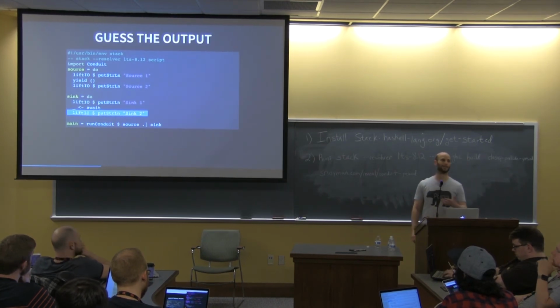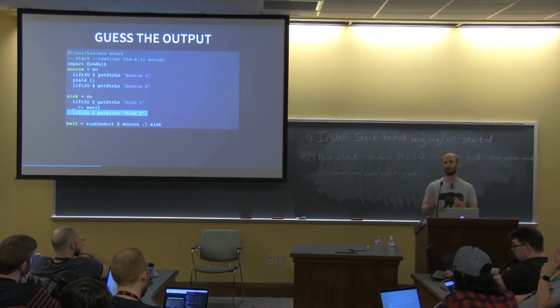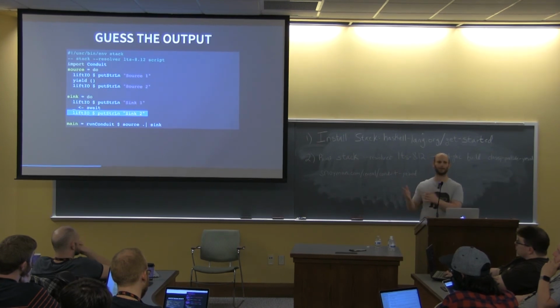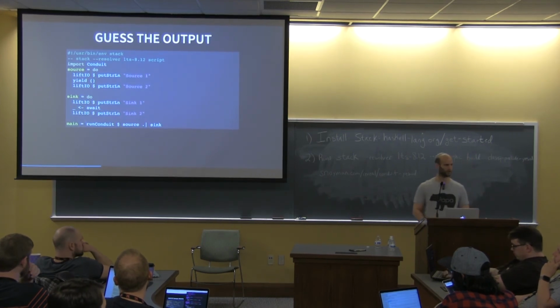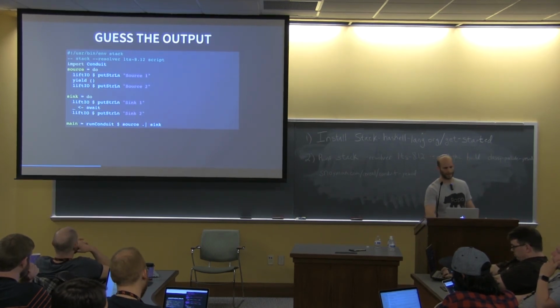By the way, if anyone's curious about how this is all working under the surface, Conduit is based on top of coroutines, which, if you already know coroutines, may explain a little bit about why this behavior of bouncing back and forth makes a lot of sense. So source 2 never gets outputted? Source 2 never gets outputted. We get this far and no farther.